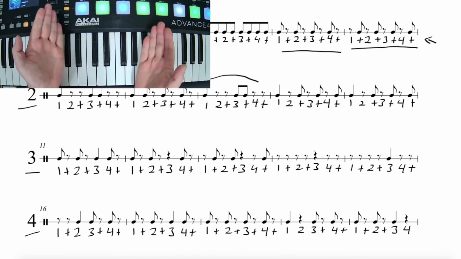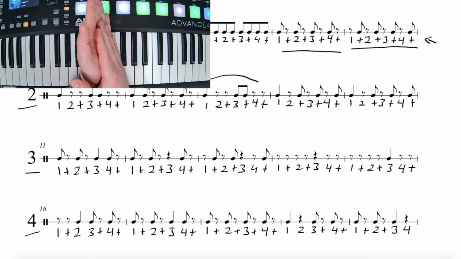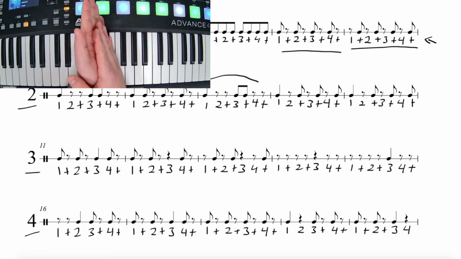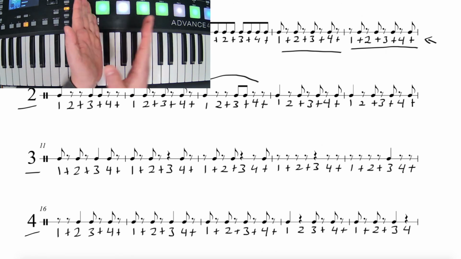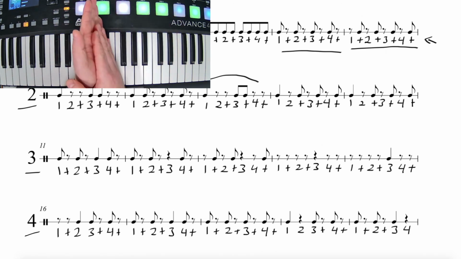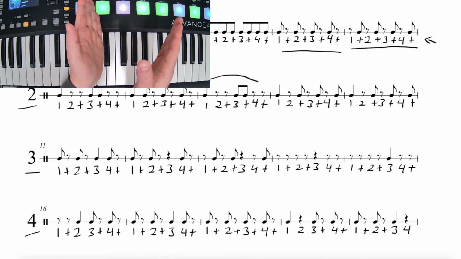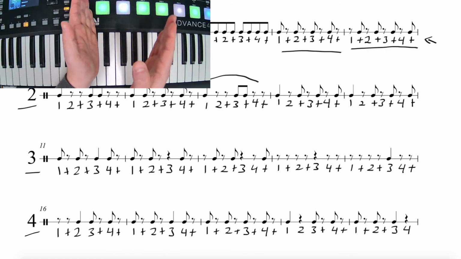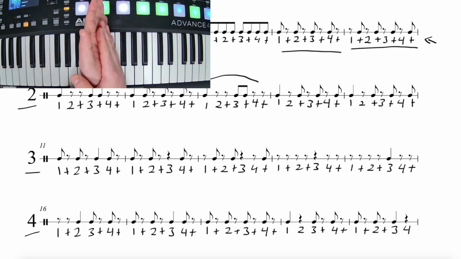You ready together? Clapping and counting out loud. Here we go. 1, 2, number 4. 1 and 2, 3 and 4 and 1 and 2 and 3, 4 and 1 and 2 and 3 and 4 and 1, 2, 3 and 4 and 1 and 2 and 3, 4.